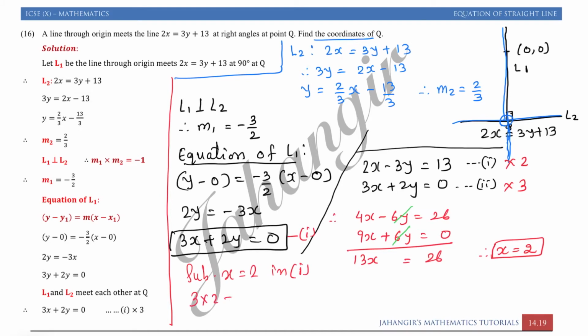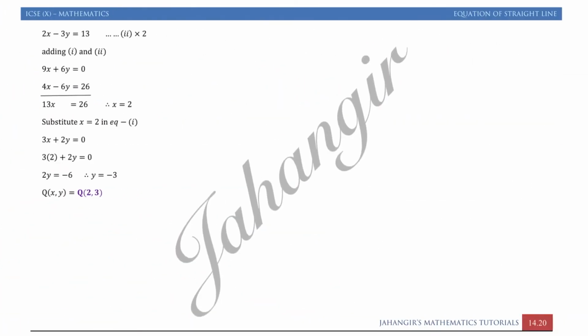3 into 2 plus 2y is equal to 0. So 2y equal to minus 6 and therefore y is equal to minus 3. So the coordinate of Q will be 2 comma minus 3. Here we have a mistake, Q is 2 comma minus 3.